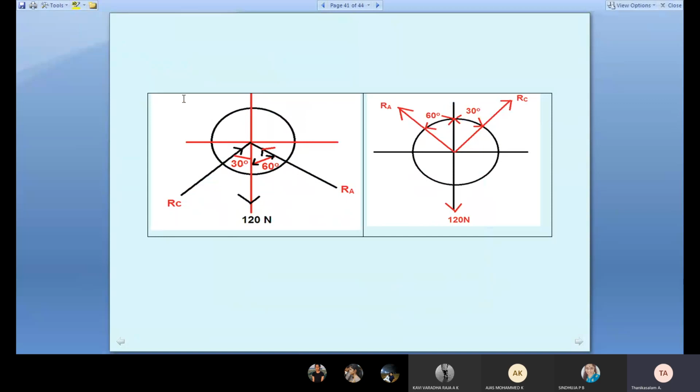RA goes to the second quadrant. No, actually I projected RA with respect to the vertical, I converted 60 degrees. Similarly, RC goes to the first quadrant with this vertical. So you have to calculate the other angles. In the first quadrant, 30 is already there. What is the balance? 60 degrees.